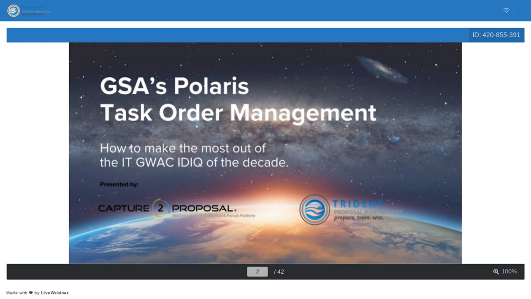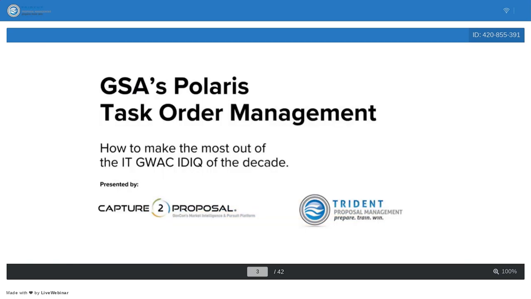We're actually just going to be walking through a couple of slides that are going to guide the topic today to help us understand how to best manage task orders to get the most out of the Polaris program.